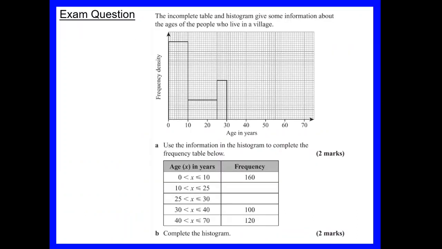Finally today then, we're going to have a look at an exam question. We've been given an incomplete table and an incomplete histogram there about the ages of people in a village. We're asked to use the information in the histogram to complete the table and then complete the histogram. I'm just going to let you have a few minutes there if you want to pause to have a go yourself. My hint would be you need to first find the values on the frequency density scale.